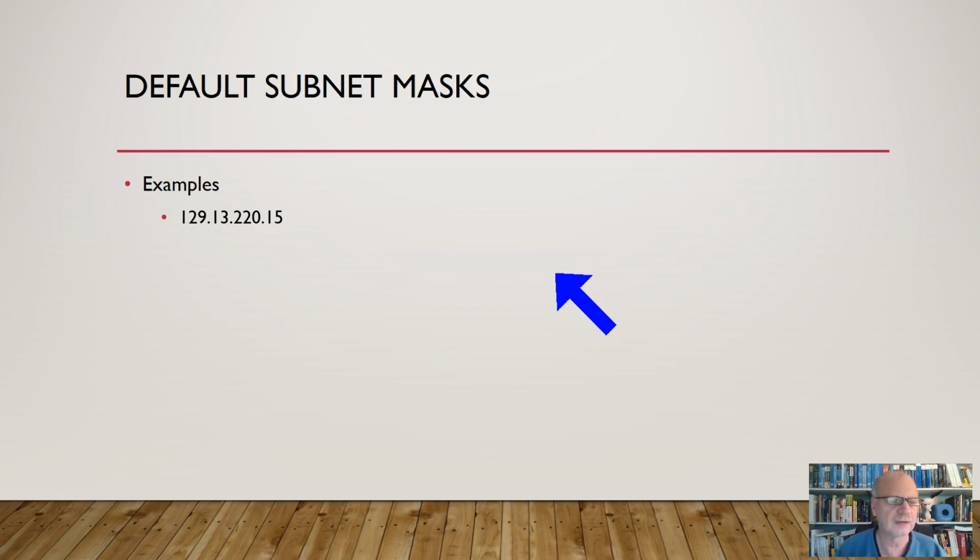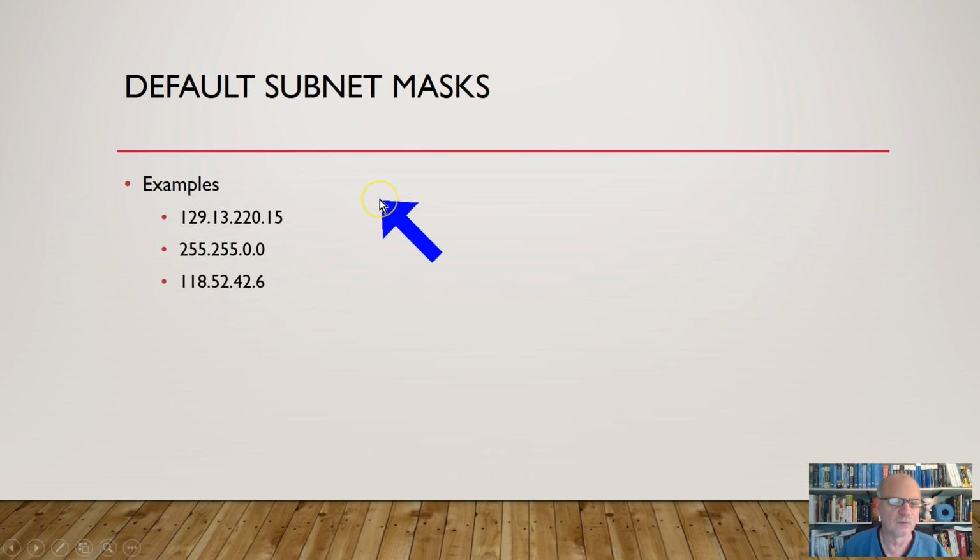Well, I simply look at it and ask, what class is it in? I know that class A is 0 to 127, so it's not in that one. 128 to 191 is class B, so this is a class B address. And because it's a class B address, I can say that the subnet mask is 255.255.0.0. So 129.13 is the network ID, and 220.15 is the host ID. And I know that because of what this number was here.